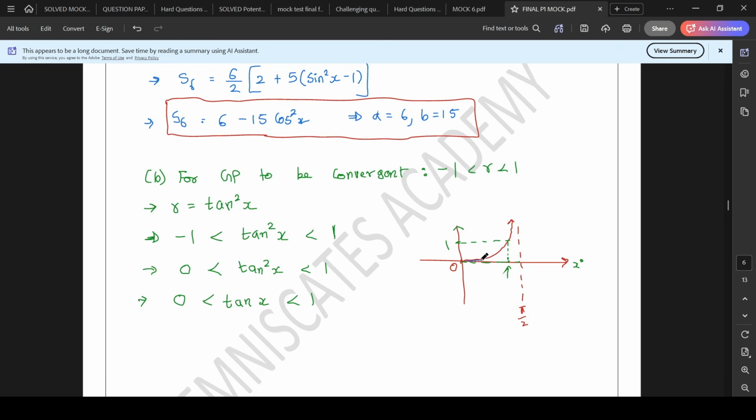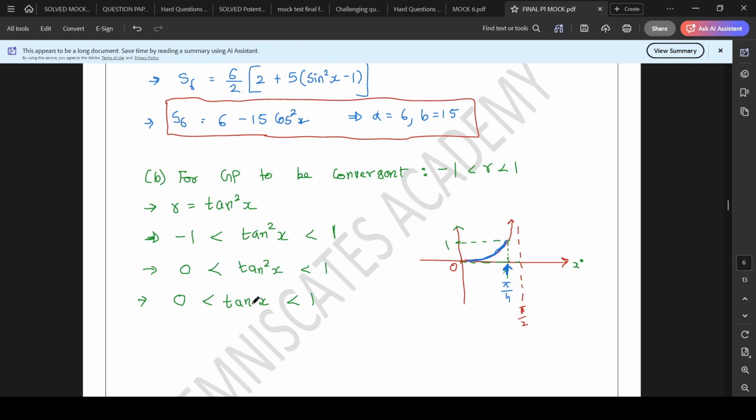Okay? This is the region of interest. So when can I get the outputs in between 0 to 1? When my inputs are in between 0 to this value. So when my tan x is equal to 1, what is the value over here? This has to be pi by 4. Tan of pi by 4 is 1.